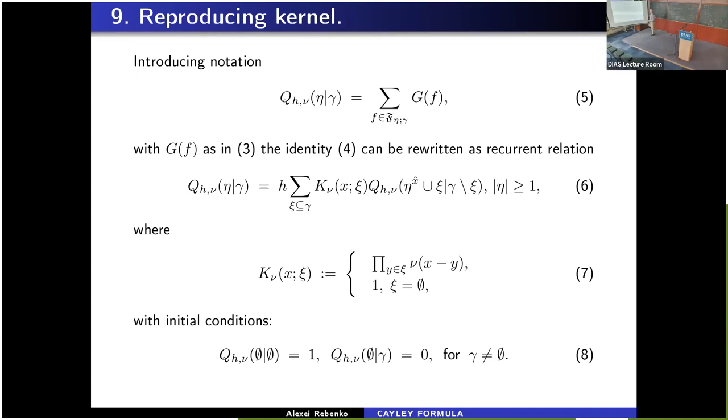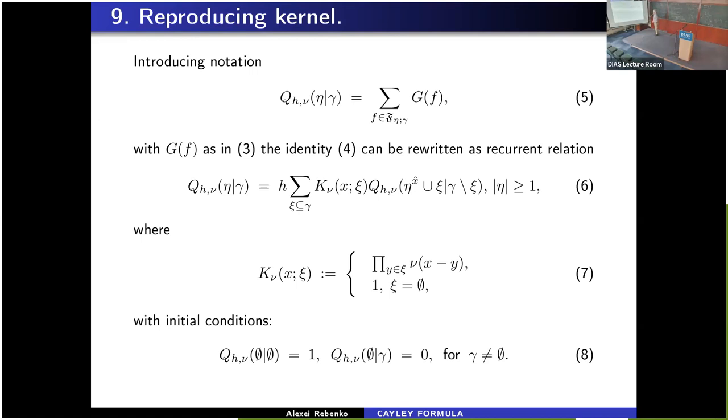It is natural that if there is no tree, no forest, so this is one situation. And it is impossible to have a forest without a tree, so this is zero. And now, by induction, it is very easy to write down all Q. This is just all forest graphs from the F eta bar.